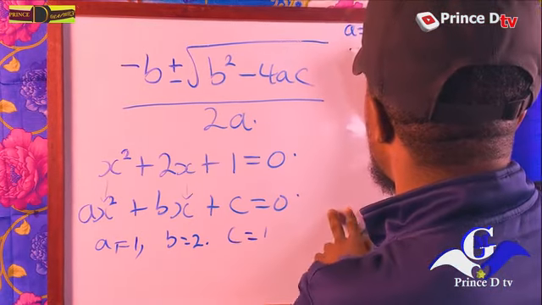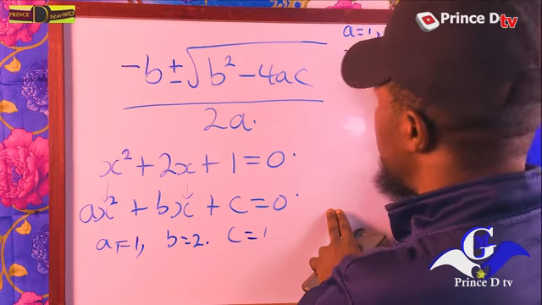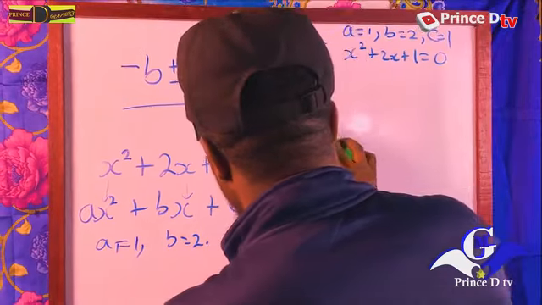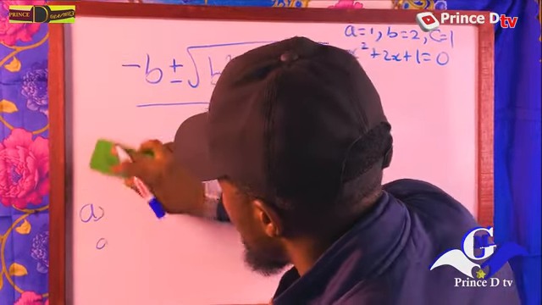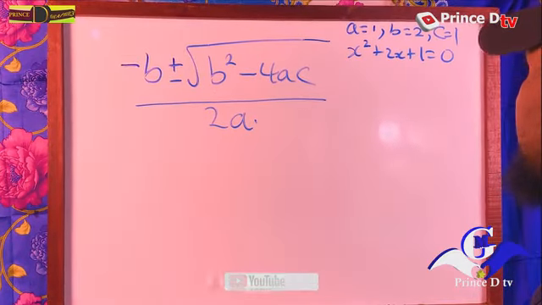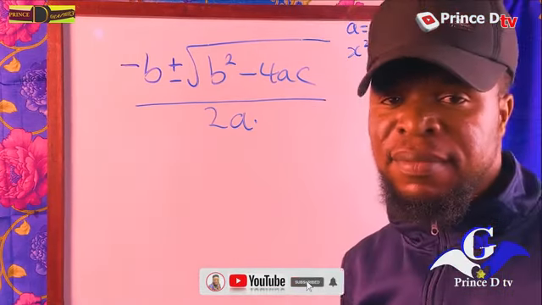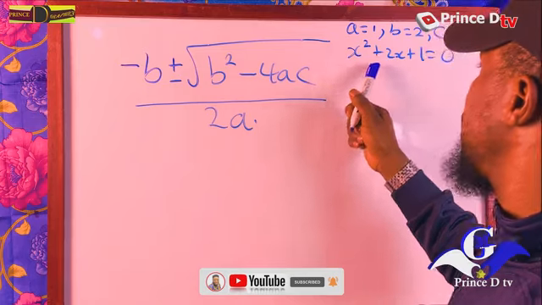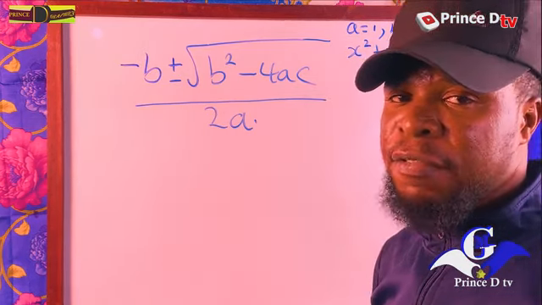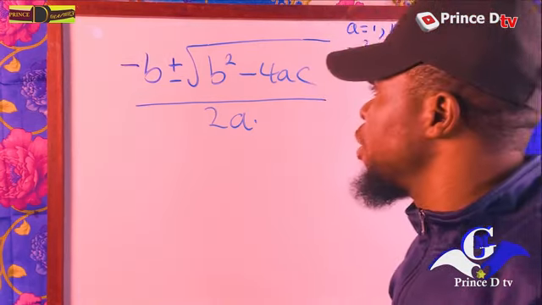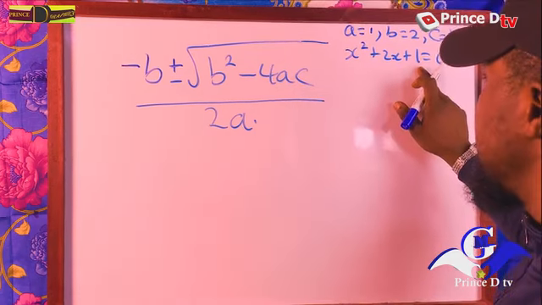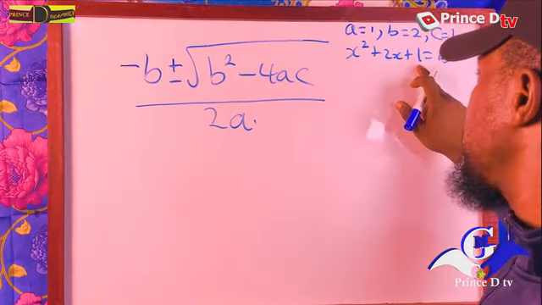So this is our equation: x squared plus 2x plus 1 equals 0. We substitute that into our quadratic formula. You will now notice that this quadratic equation cannot be factorized. That's why we are using the quadratic formula. How do we know? Remember, for us to factorize this equation, we need to look for two numbers whereby the product will give us the constant c.